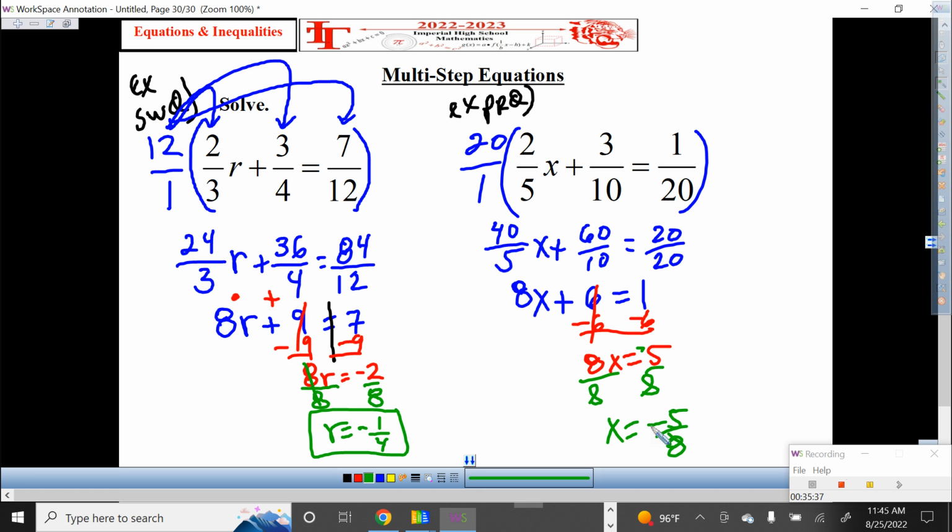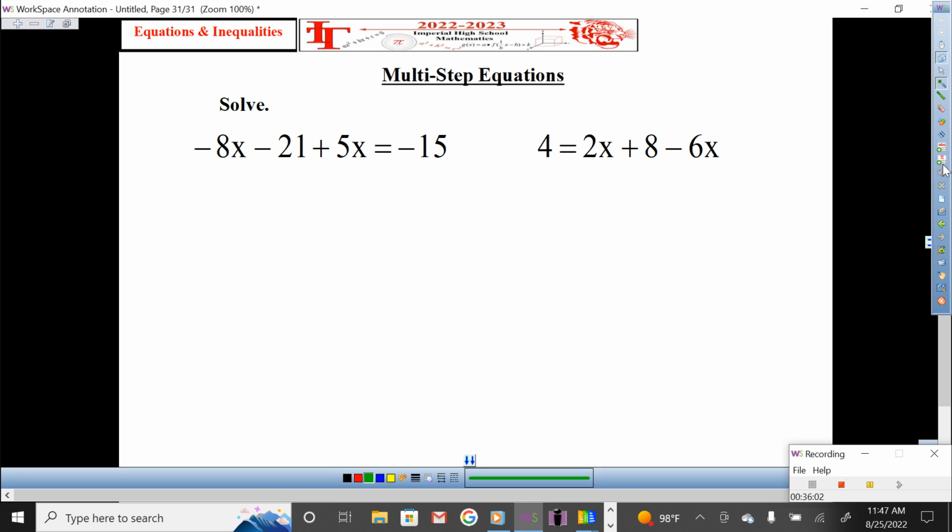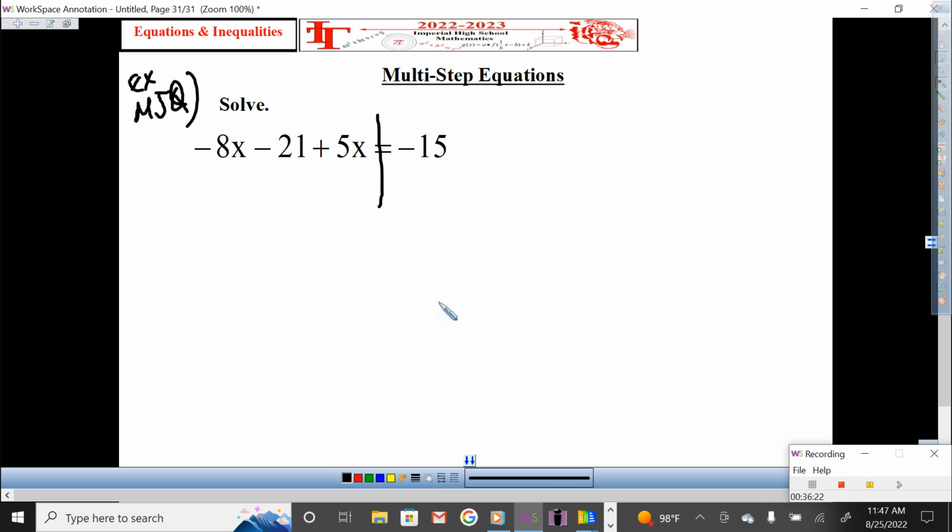Our noodle's starting to turn. Shall we crank it up a little bit more? Let's go. Copy this one, multi-step equations. You're like, what, Q? Oh, yeah. All the baby steps are done. Let's go. This is example, how about MJQ? We got negative 8x minus 21 plus 5x equals negative 15. Let me get you started. There you go.